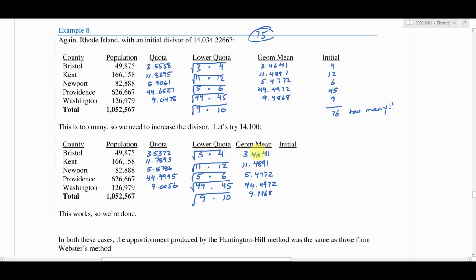So 0.5372 is larger than the 0.4641 here, so this is going to go up to 4. 78 is larger than 48, so this goes up to 12. 8786 is larger than 4772, so this is going to go up to 6. And 4945 and 4772, or I'm sorry, that should be a 4972. I wrote that down wrong. That should be 4972. Sorry about that. So 4945 and 4972. So this is less than. So this is going to stay at 44.